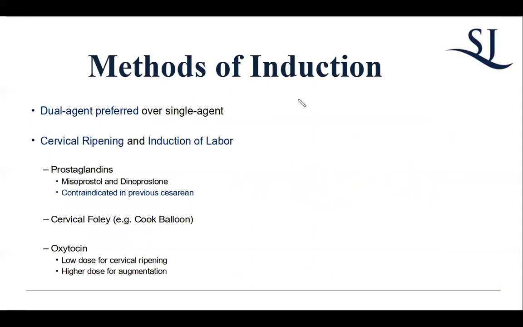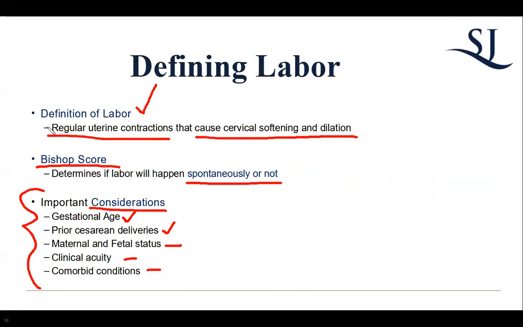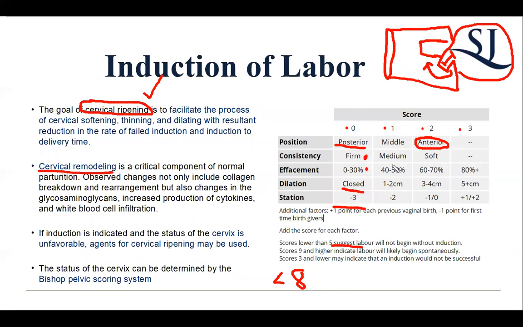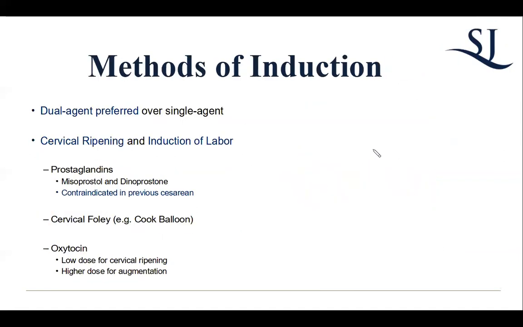So how do we do it? Finally, right? If your Bishop score is low and you need a cervical ripening agent, which is usually because a patient has an uneffaced cervix, so effacement is like 0, 30, and closed, the medicines you can use are these.